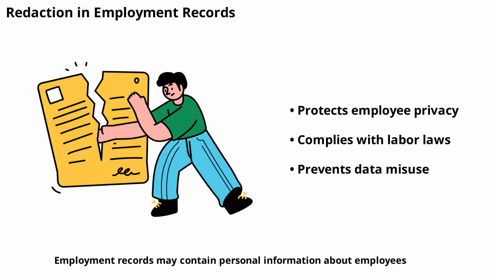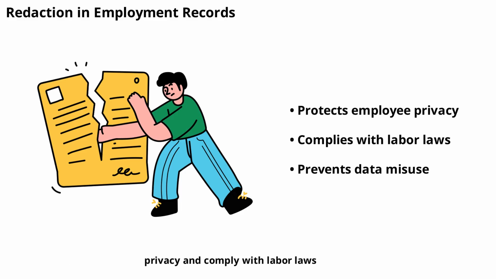Employment records may contain personal information about employees, such as social security numbers, medical details, or disciplinary actions. When these records are shared with auditors, lawyers, or other organizations, redaction is used to protect employee privacy and comply with labor laws.